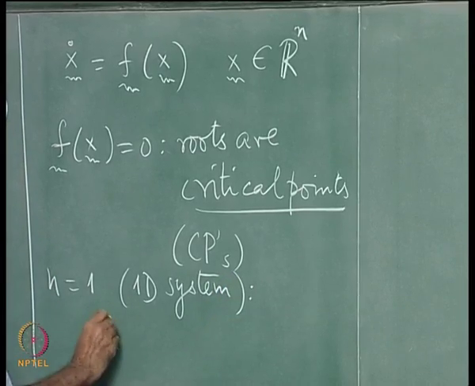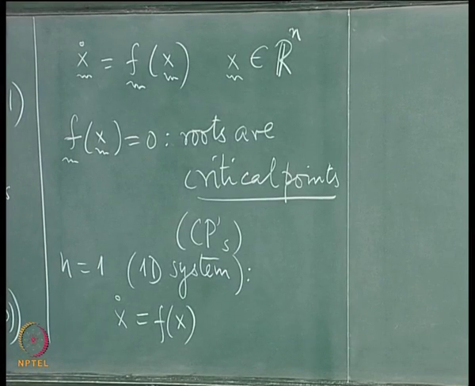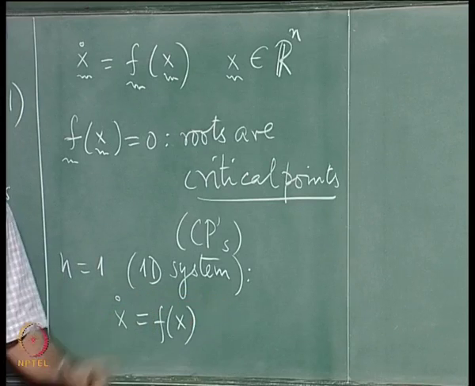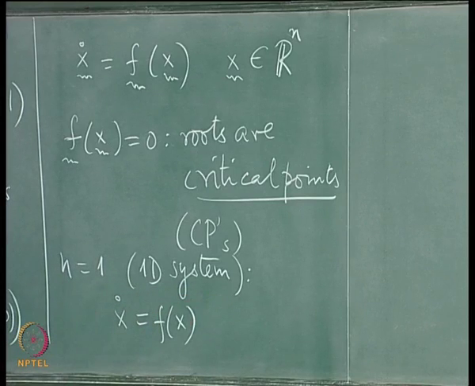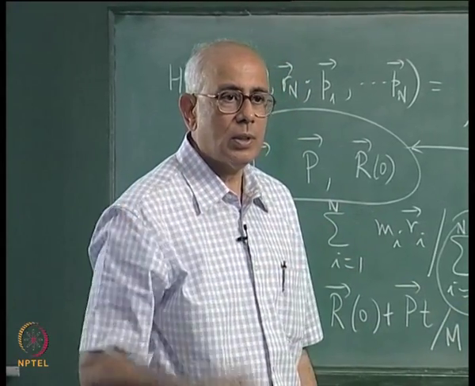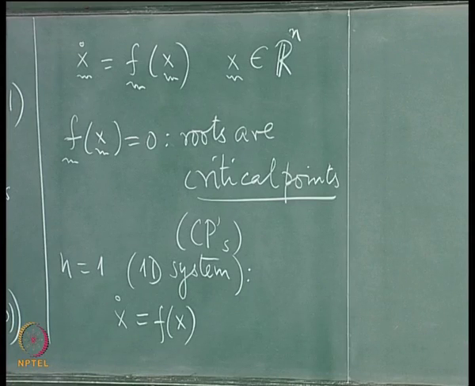given by an equation of the form x dot is f of x, where f of x is some scalar function of the single scalar variable x. The equilibrium points of this would be given by the roots of the equation f of x equal to 0. And if f of x is a reasonable kind of function, its zeros would form an isolated set of points. It wouldn't have in general a continuous set of points, but just isolated roots of the equation f of x equal to 0. Let's take an even simpler example of this, specific case of this, to see what happens.